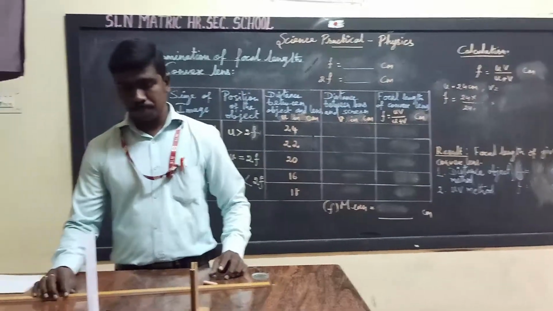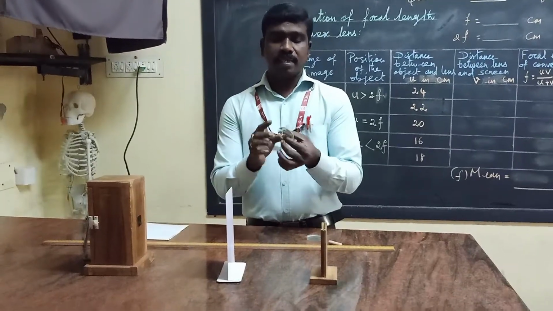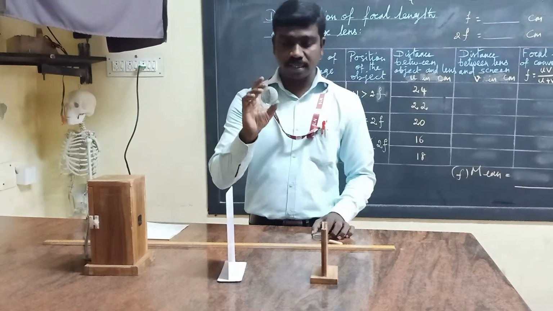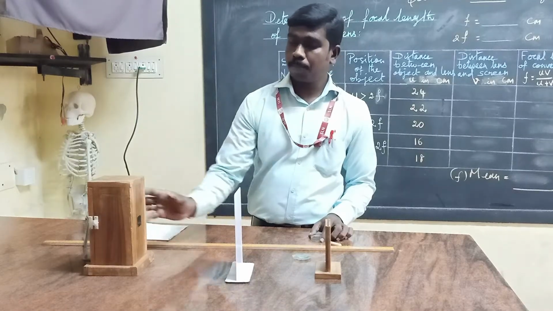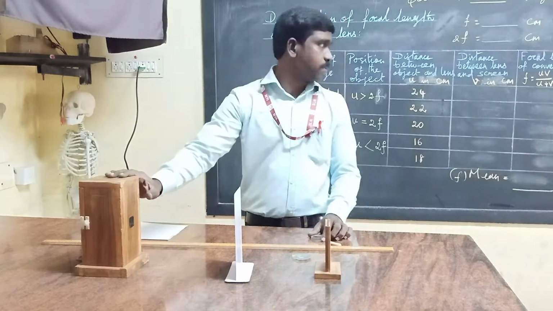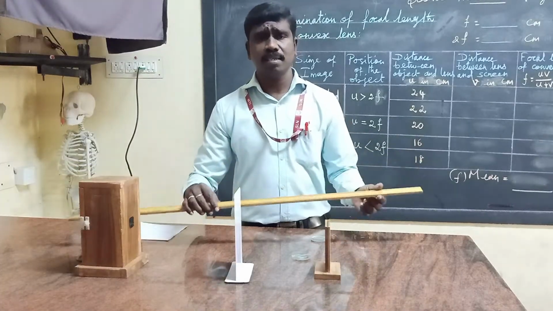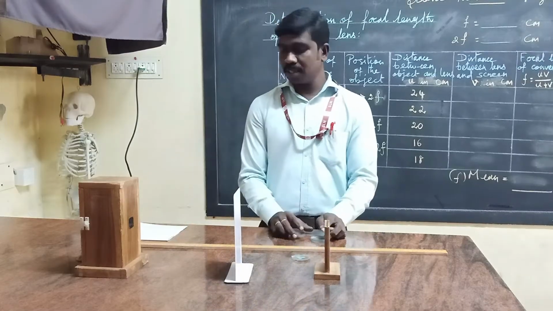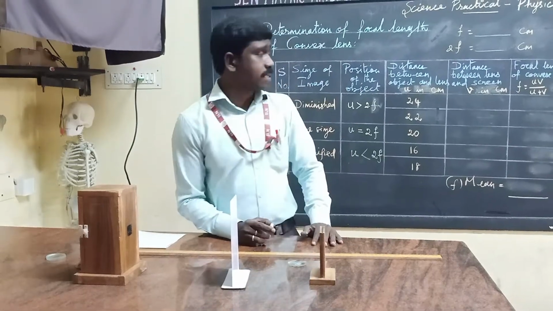Let's see. We need one convex lens, whose center is very thick in nature. Then a lens stand, a screen and a wire gauze, which acts as an object. We also need a meter scale, used for measuring the distance. So these are all the apparatus we need to do this experiment, determination of focal length of a convex lens.